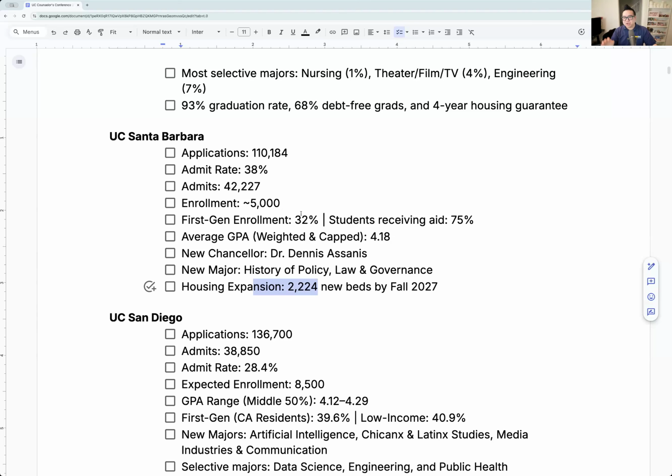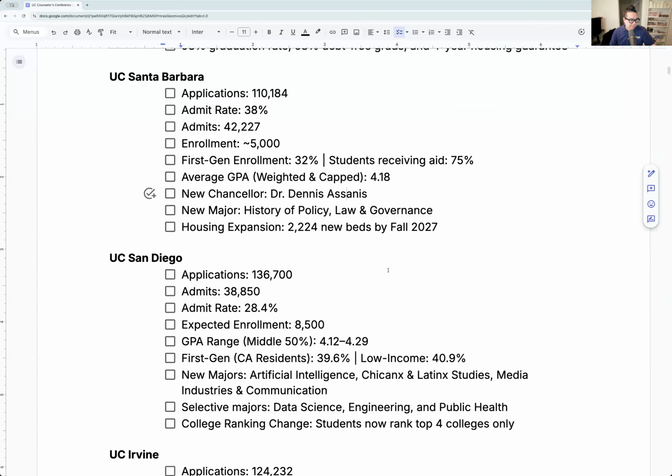Some trends if you notice: the number of applications always goes up. There hasn't been a year where the apps go down, so it keeps going up every year. But the enrollment stays the same. The admits stay the same every single year.